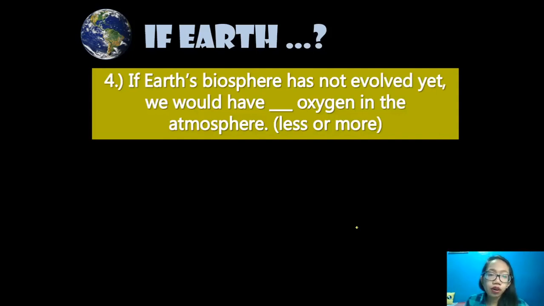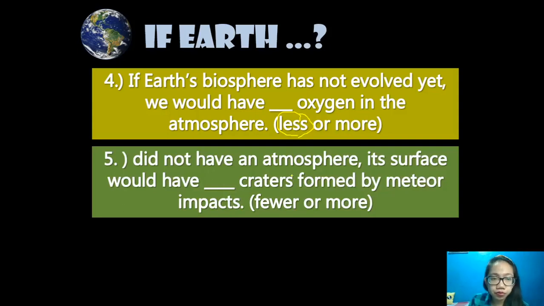Okay, number 4, if Earth's biosphere has not evolved yet, we would have a blank oxygen in the atmosphere. So it's pretty much the same as number 3. If our biosphere did not evolve yet, we would have less. The correct answer here is less. Since there was no life yet, there was no bacteria that started to produce oxygen, then there would be less oxygen in the atmosphere.